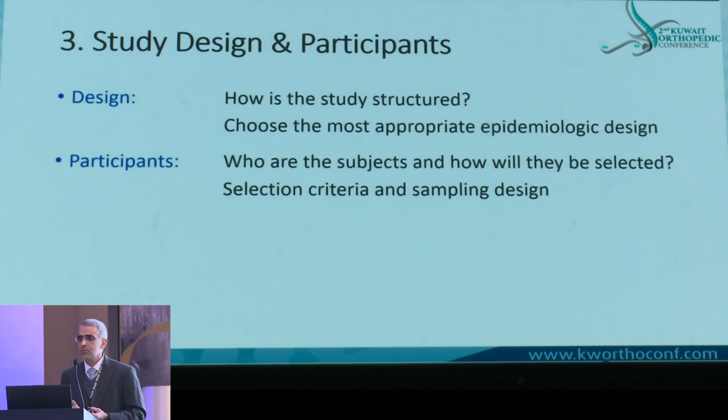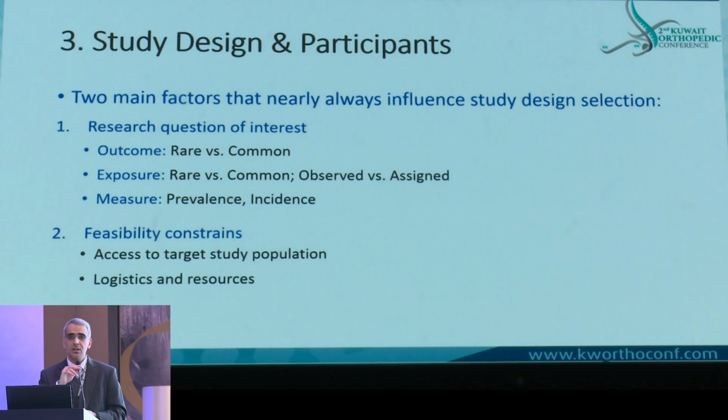Next, we need to select the best epidemiological design that will help us answer the research question in the best way possible, and also decide who the study subjects will be. Are they patients from a single clinic, from multiple clinics, or do we want to enroll people from the community and do an interventional study? So we need to think about the design and the participants. The study design is influenced mainly by 2 factors: the research question of interest, and feasibility and constraints.